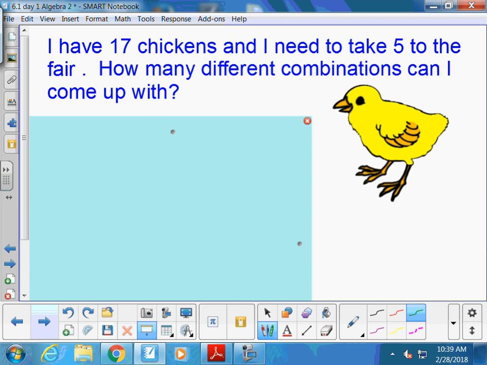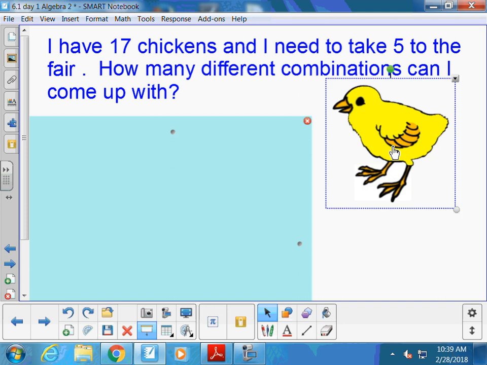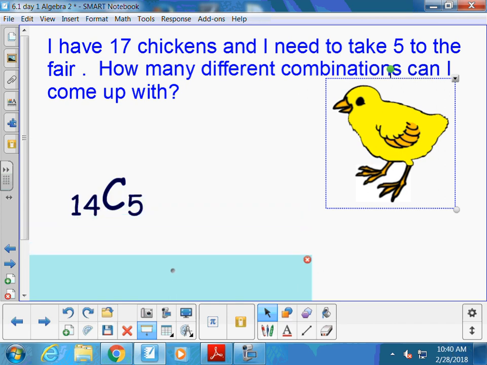Okay. I have 17 chickens. I need to take 5 to the fair. How many different combinations can I come up with? We're taking some chickens to the fair. So how could I write this out with my object, choose object, with my big C? 17 C 5. Good. I have 17 chickens. I'm going to take 5 with me to the fair.